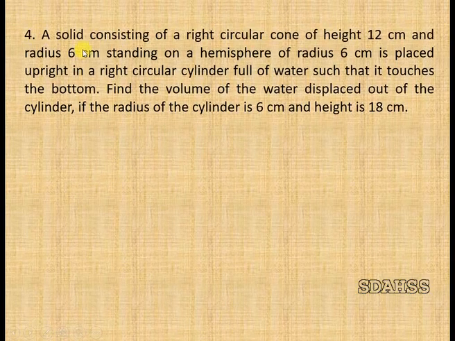Fourth sum. A solid consists of a right circular cone of height 12 centimeter and radius 6 centimeter standing on a hemisphere of radius 6 centimeter, is placed upright in a right circular cylinder full of water such that it touches the bottom. Find the volume of the water displaced out of the cylinder, if the radius of the cylinder is 6 centimeter and the height is 18 centimeter.